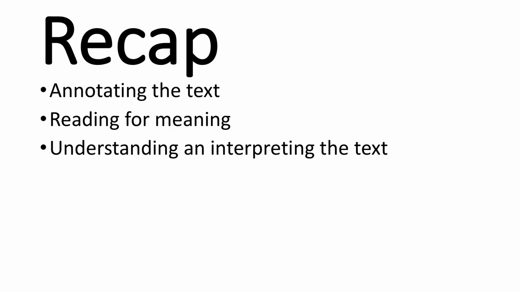Okay, we're coming to the end of the tutorial and we're just going to recap on the things that we have covered. So we have learned to annotate the text, which is crucial, making sure you really get to grips with your understanding of the text, that you read for meaning. This is so important to develop your AO1 skills, Assessment Objective 1, which is reading, interpreting and understanding the text. And finally, you've learned to understand and make accurate interpretations of the text.